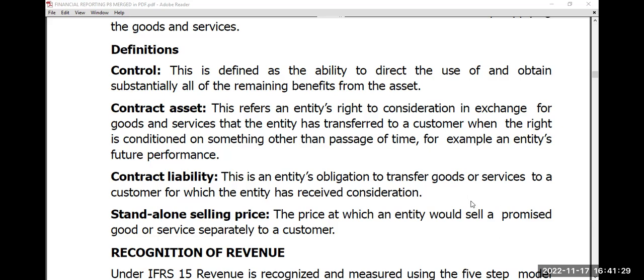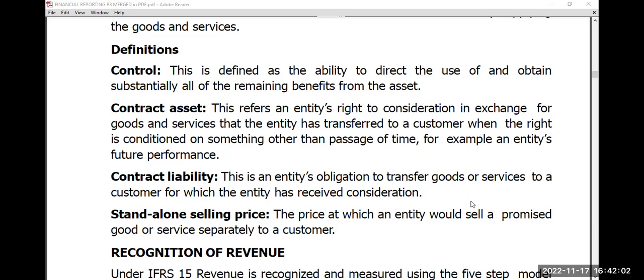But what this standard suggests is that you look at what will be the cost of those handsets they are going to give to you, and what will be the cost of the monthly data when someone is not going to be given a free handset. So basically that's what we are trying to look at as far as the standalone selling price is concerned.